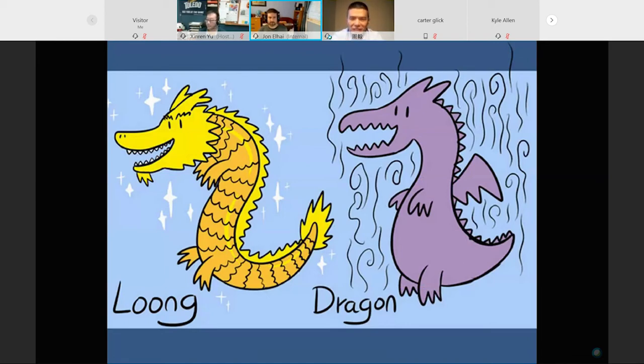Good. Thanks. Kyle, can you tell us more about the differences from these pictures, or from what you have heard? Well, it seems that the Loong is more respected. It doesn't seem to have the malicious kind of lines coming off of it. It seems to have more like good sparkles, I guess. And it has antlers as opposed to horns, it seems. Thanks.